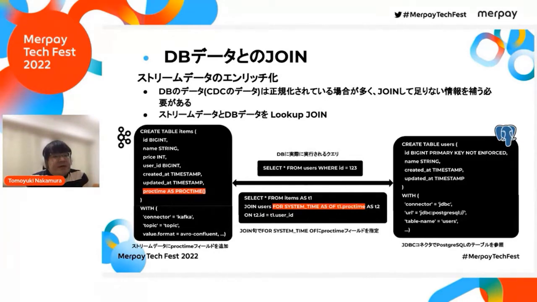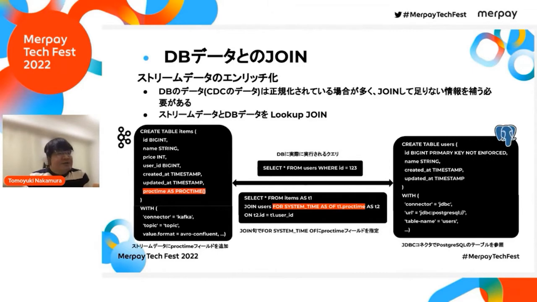The table on the right is the DB data table, which references a PostgreSQL table via a JDBC connector. The join clause in the select statement specifies the join destination table, in this case the user table, and FOR SYSTEM_TIME AS OF is the proctime field added to the stream data. The actual query executed in the DB is thus a select statement specifying the ID in the where clause, and the data can be joined. There are several join patterns other than the lookup join introduced here. There is a repository on GitHub called the Flink SQL Cookbook repository, so please refer to this. It introduces about 6 join patterns.